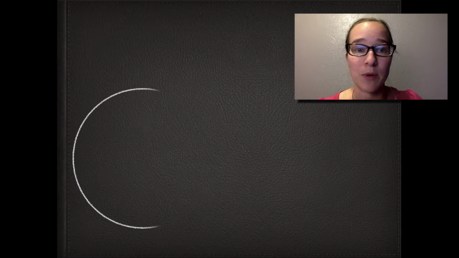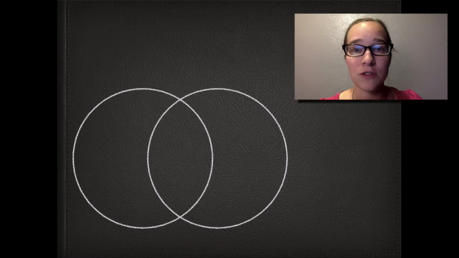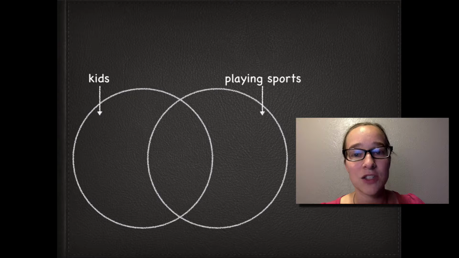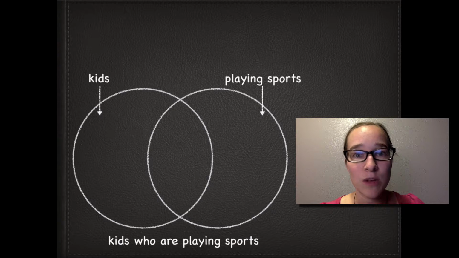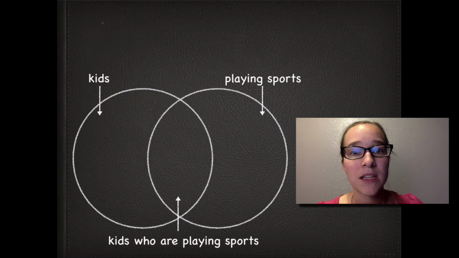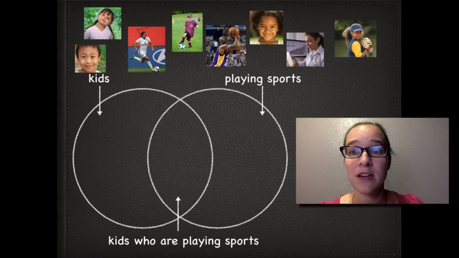Let's try another example. Here we'll have our two circles for our Venn diagram, and we'll label our first circle as kids, and we'll label our second circle as people who are playing sports. And then in the middle where they overlap, that section will be for kids who are playing sports, because kids who are playing sports are both kids and playing sports. Let's look at some of our pictures that we can classify today.